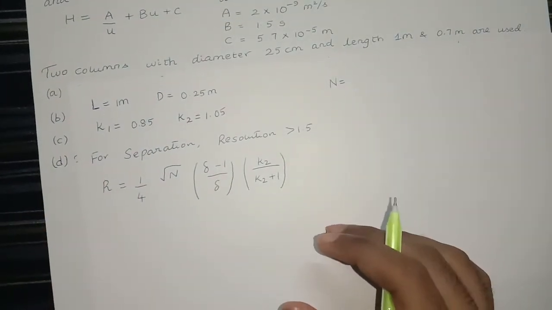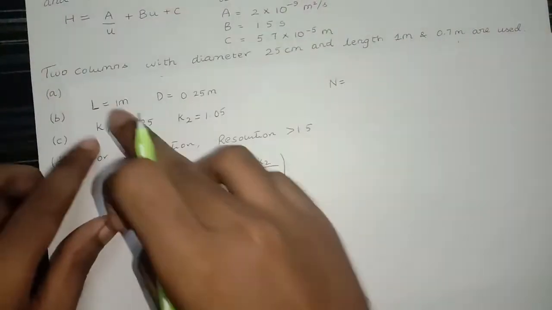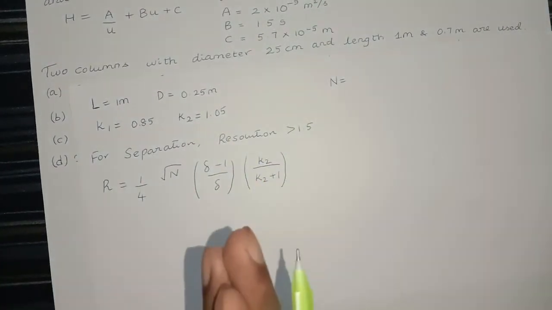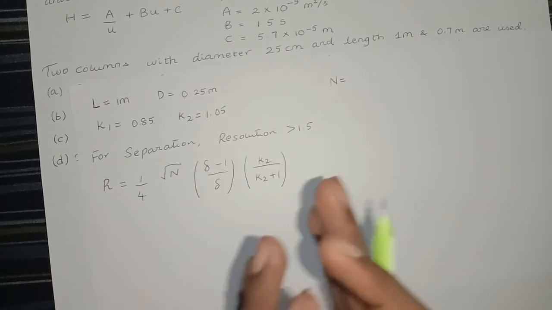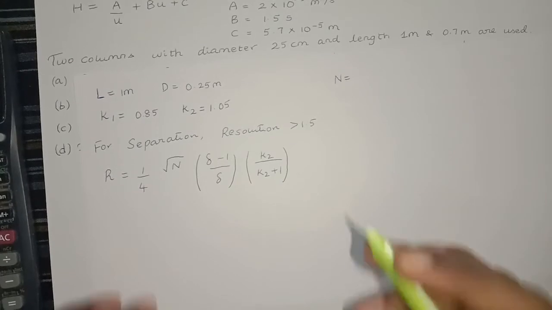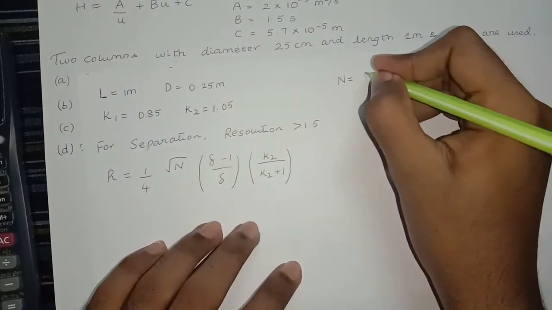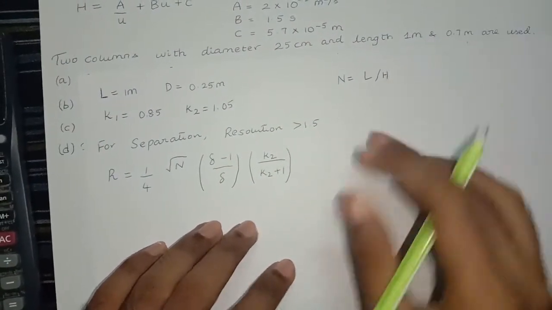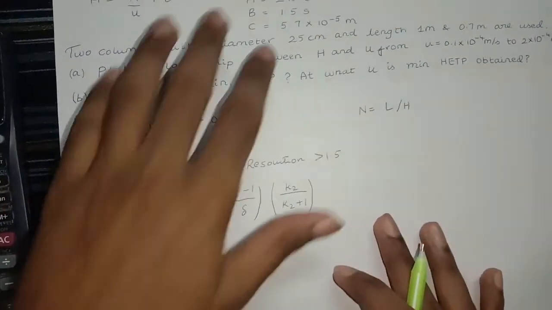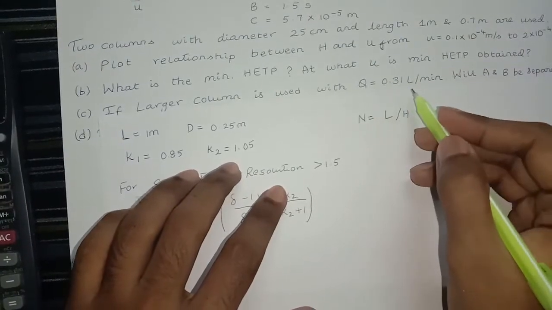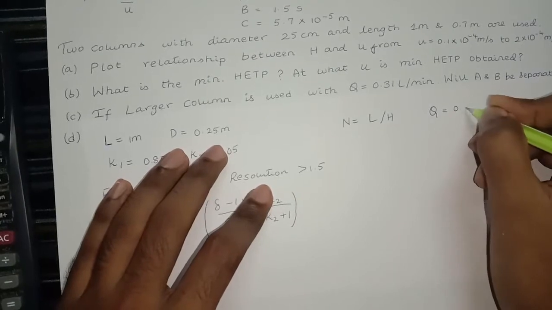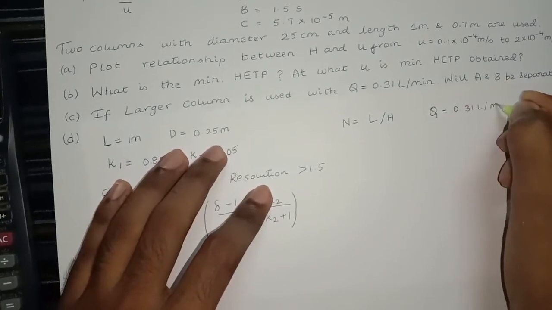What is the number of plates? We have a column of length 1 meter, and we need the height of each plate. We need to find the number of plates: N is equal to L by H. What is H? Okay, we'll find it. We have one more piece of data: Q is equal to 0.31 liter per minute. So the volumetric flow rate is 0.31 liter per minute.